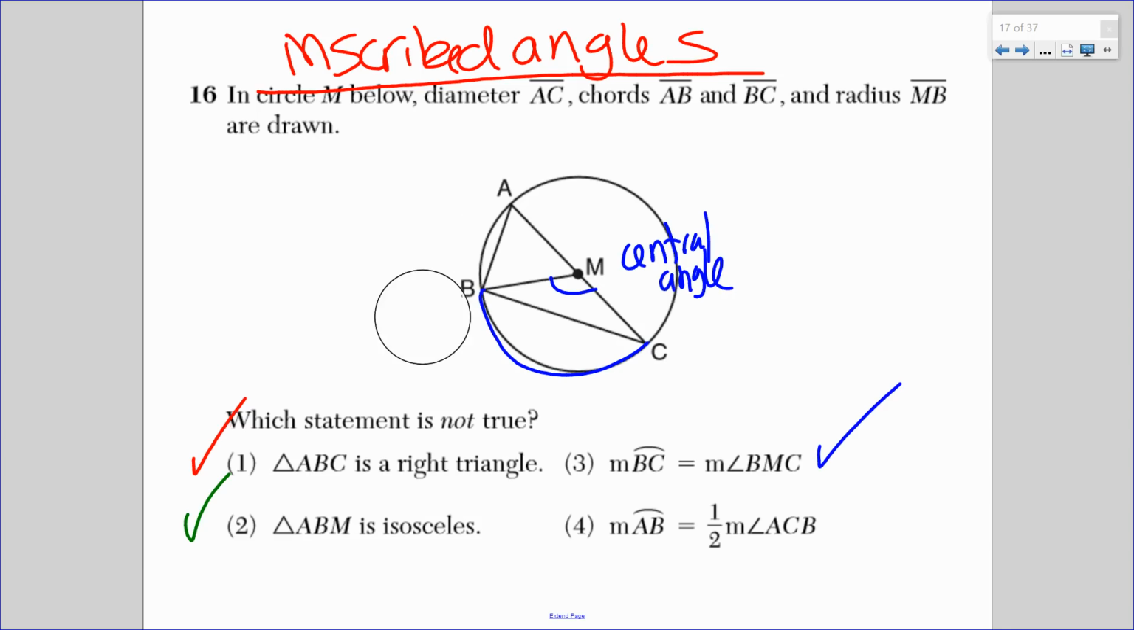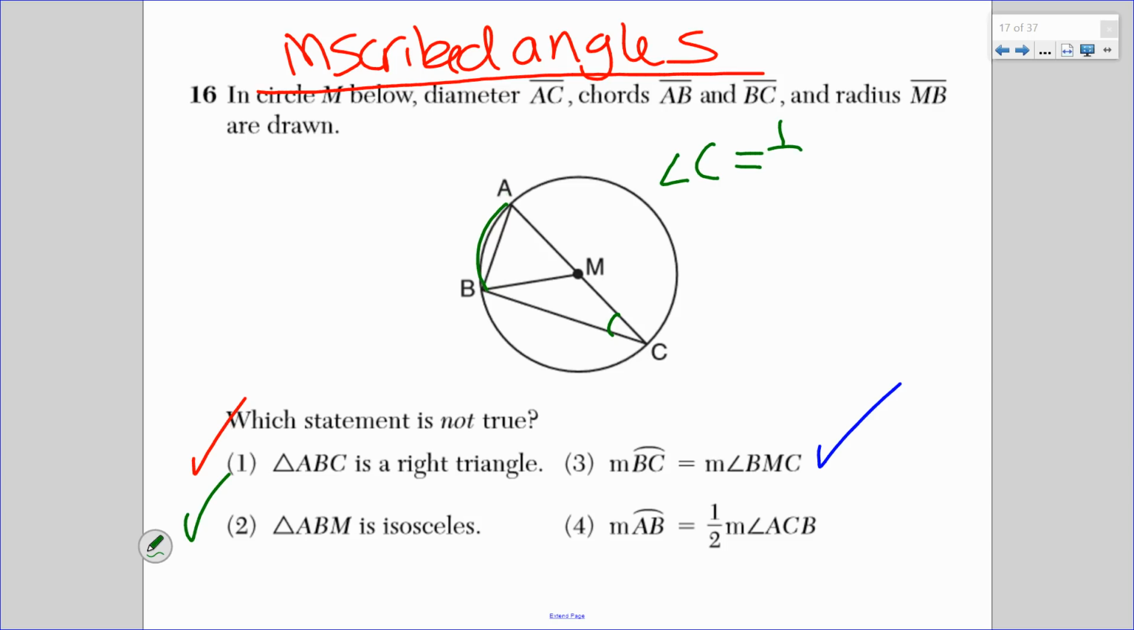Finally, choice 4, the measure of arc AB is half the measure of angle ACB. Well, close, other way around. The angle is half of the arc, but the arc is not half of the angle. The angle is always the smaller one of the two. The angle is half of the arc. Choice 4 is your answer.